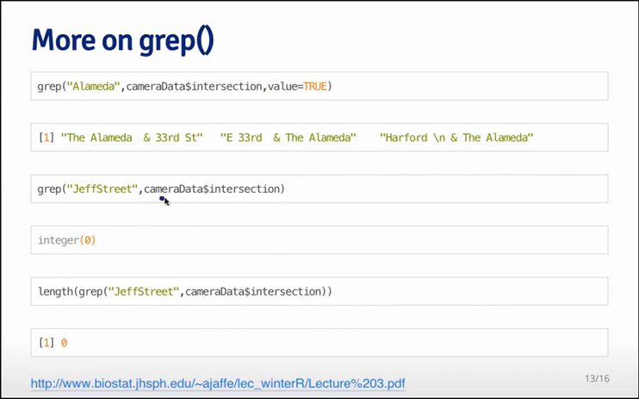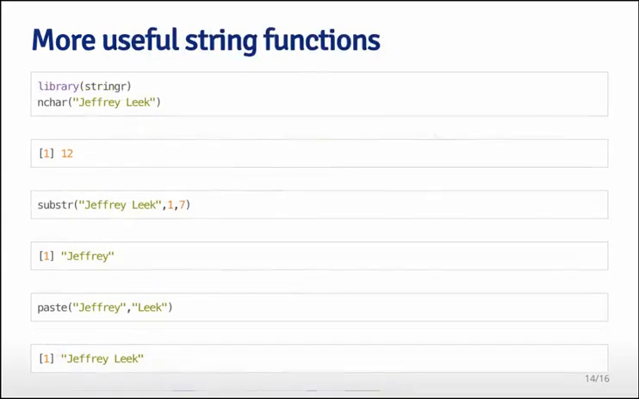The other thing that you can do is you can look for values that don't appear. So say, for example, Jeff Street does not appear in the intersection data. And so it will return integer 0 when that value does not appear. If you look at the length of that, it actually turns out to be 0. So that's a nice way to check. So suppose you want to check and see if a particular value appears in a vector. You can grep for that value and then look at the length of the vector. And if it's equal to 0, then you can say that value doesn't appear.